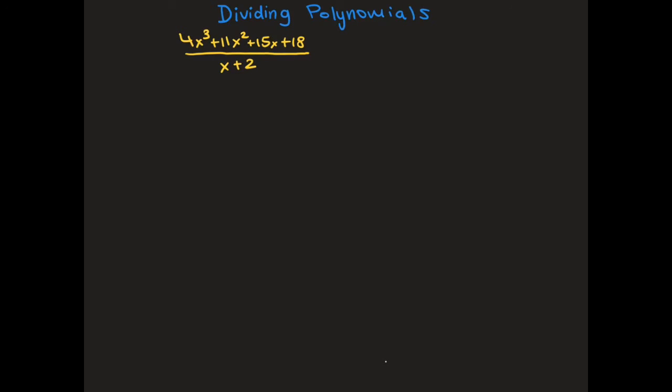Hello, in this video I will show you how to divide polynomials. Now dividing polynomials is just a complex form of long division. And instead of normal whole numbers, you're using variables and exponents. Now let's take a look at our first problem. We've got 4x cubed plus 11x squared plus 15x plus 18 divided by x plus 2.